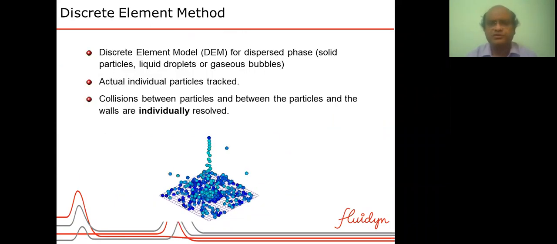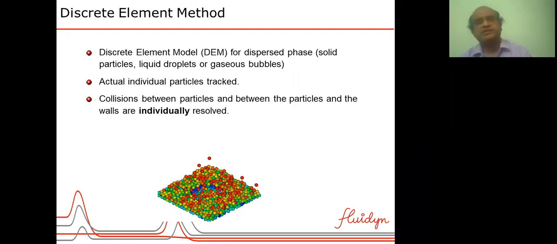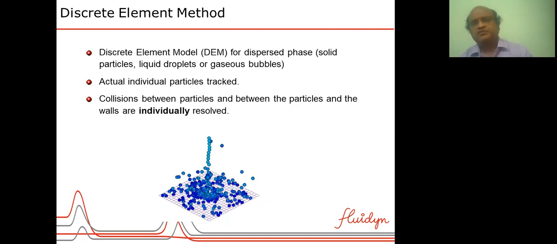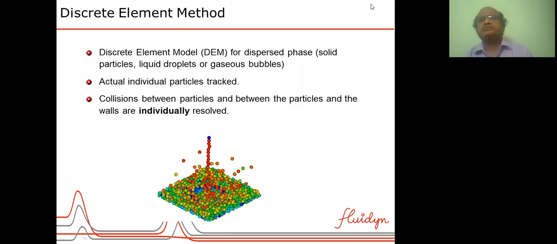So before showing other examples, let me briefly explain the two different methods in the Lagrangian framework itself. The first one is a parcel-based approach, in which individual particles are not tracked. Instead, a parcel of particles is tracked. These methods are used when the number of particles is very large. For example, the number density of dust particles in a room is of the order of 10 raised to 5, that is 1 lakh particles per cubic centimeter.